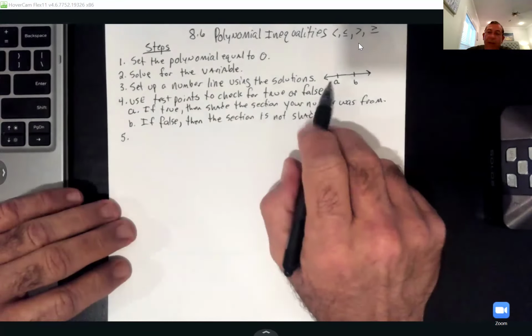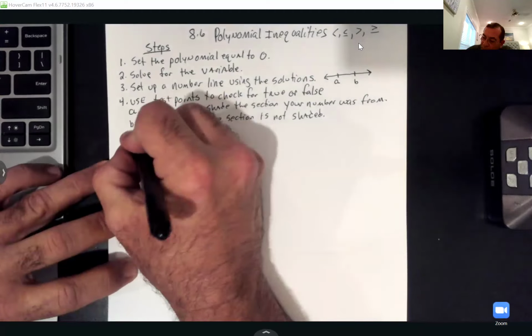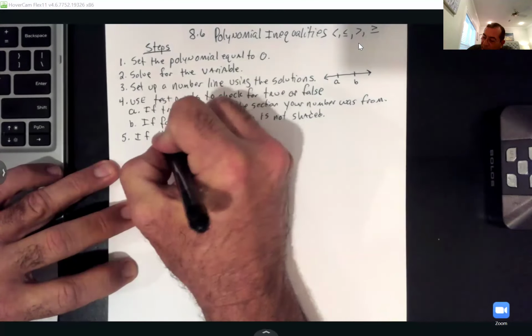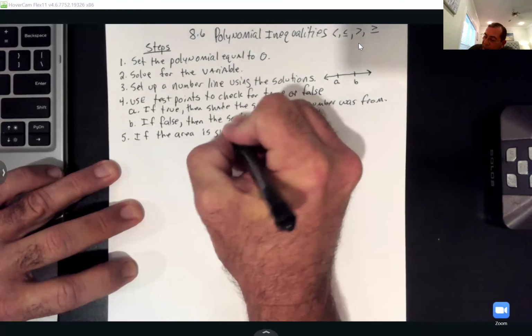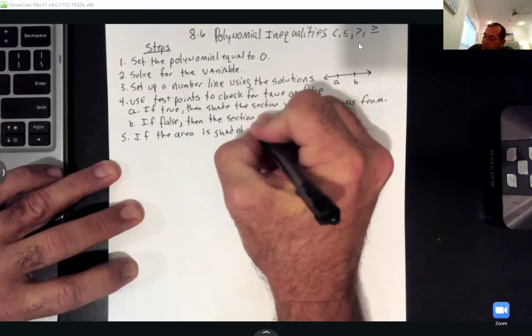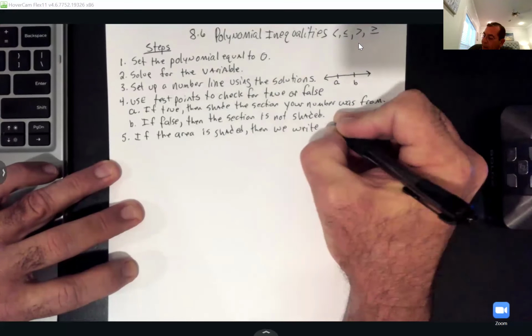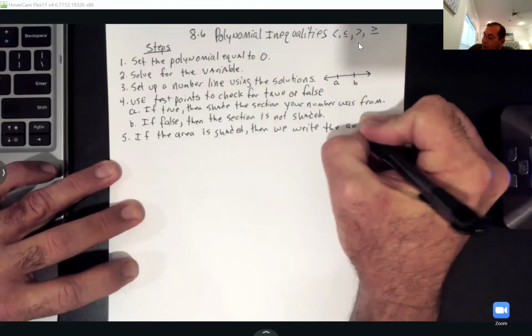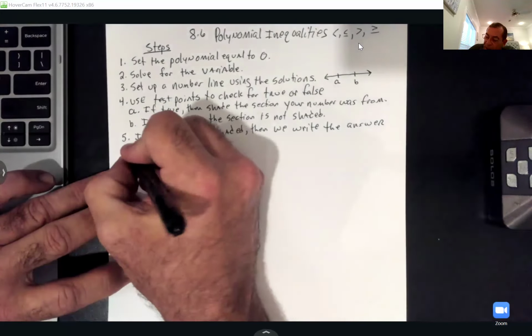So what will happen, if it's shaded, it becomes your solution. So if the area is shaded, then we write the answer in interval notation.